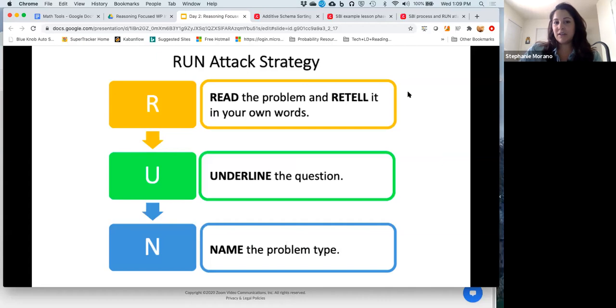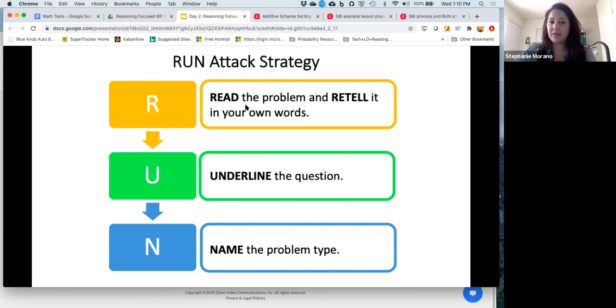This is just a graphic to show what the RUN attack strategy acronym stands for. Again, this is just one example of an attack strategy. There are many that you can use. If your school uses one already, it's really great if you can be really consistent with this across grades and classrooms, because it's a generalized problem solving strategy that you can apply to any type of problem and at different levels of problem solving. So this is, again, just one example.